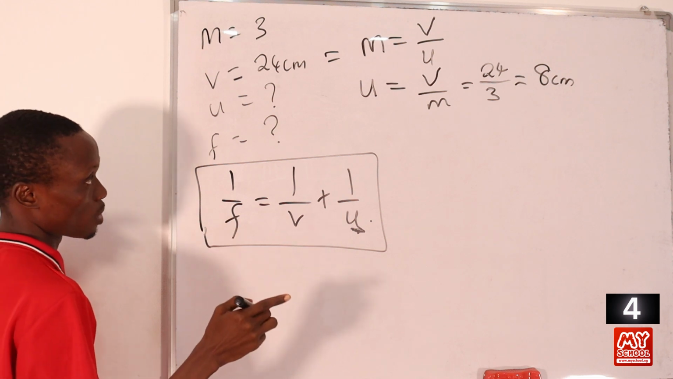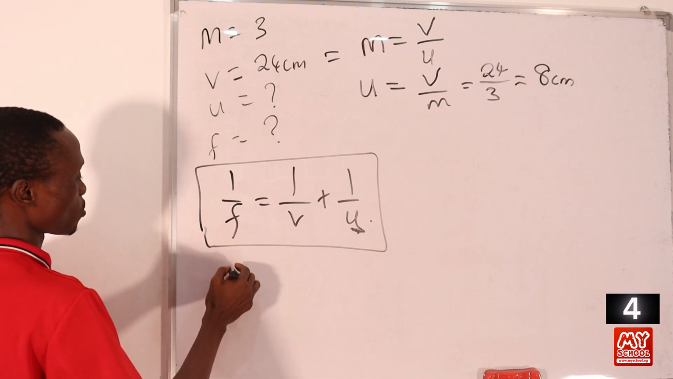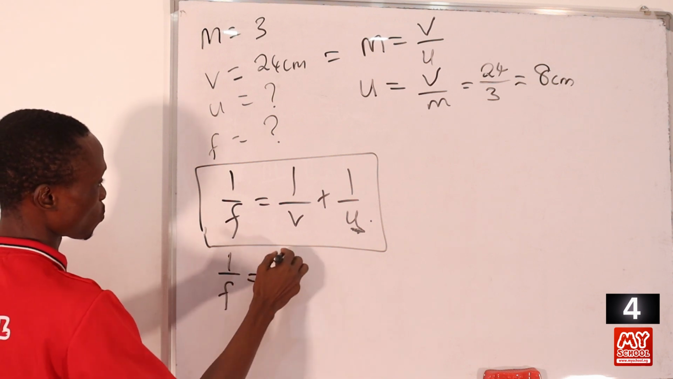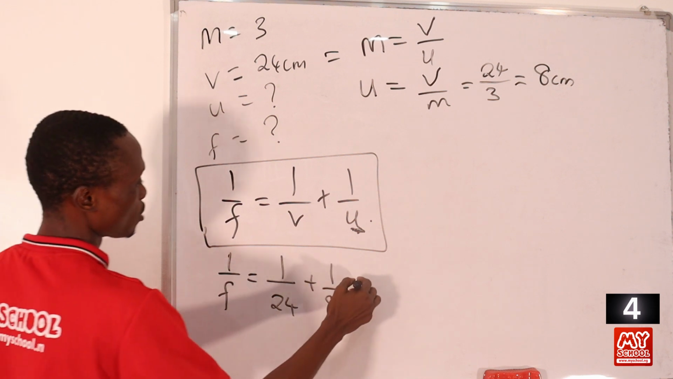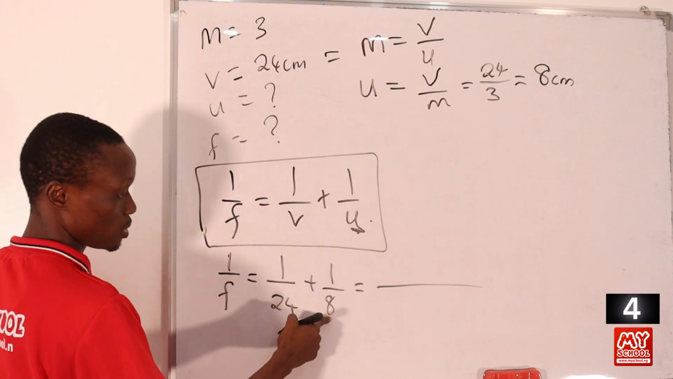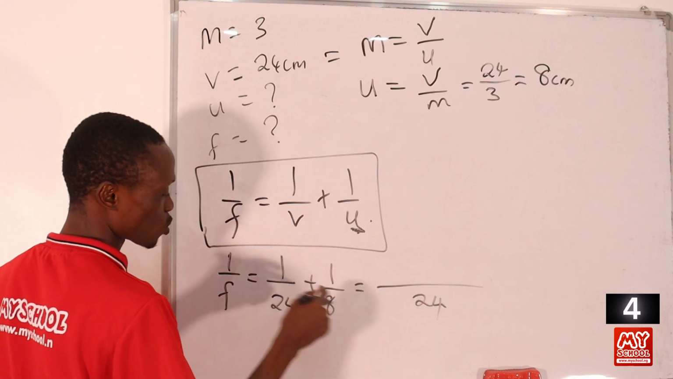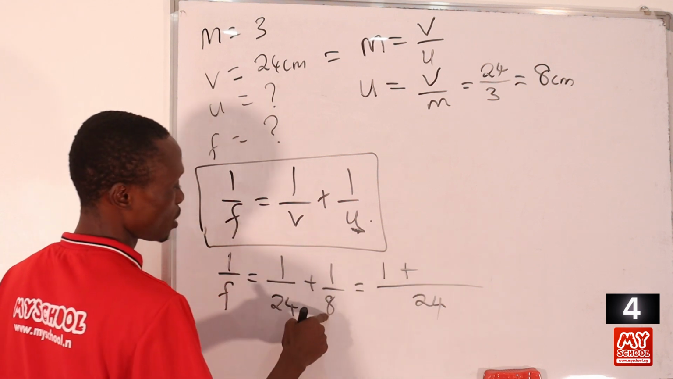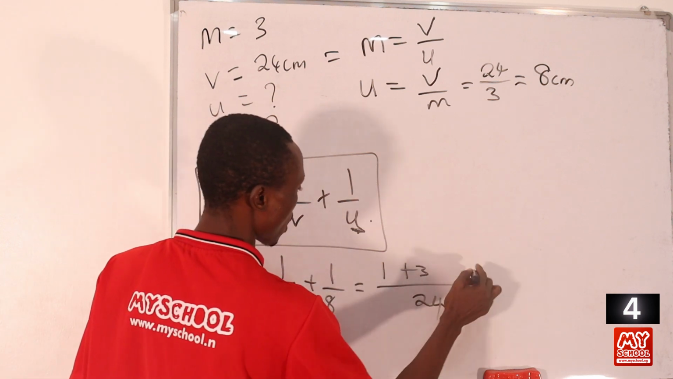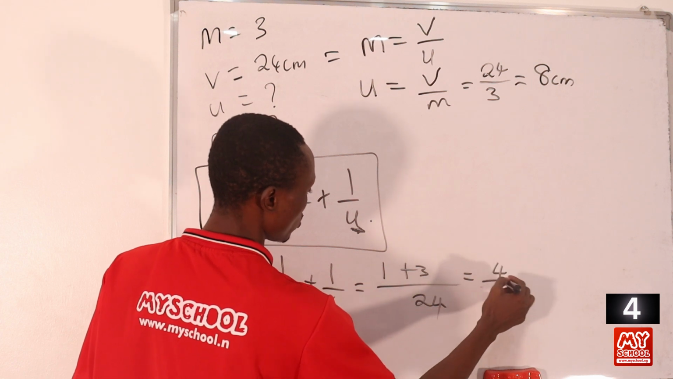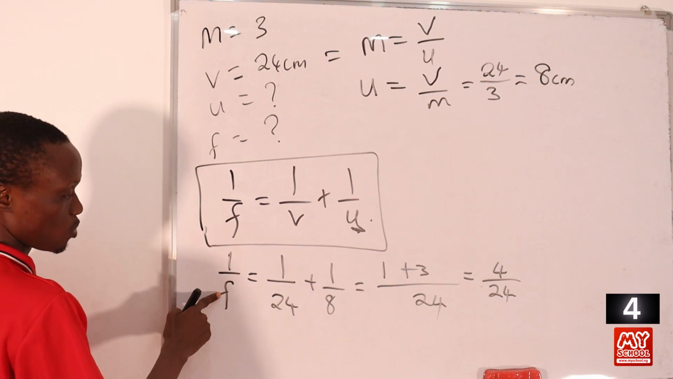So now that we've gotten the value of U, then we can just substitute it here to calculate for the focal length of the converging mirror. So here we'll be having 1 over F is equals to 1 over 24 plus 1 over 8. So the LCM of 24 and 8 is 24. So 24 into 24 will be 1, so 1 times 1 is 1, then plus 8 into 24 is 3, then 3 times 1 is still 3. So if we add the numerator, we'll be having 4, while the denominator still remains 24. But we are asked to calculate for f, not 1 over f.